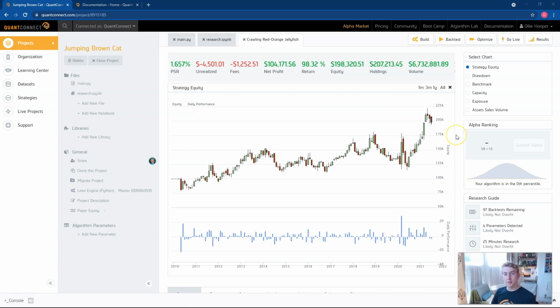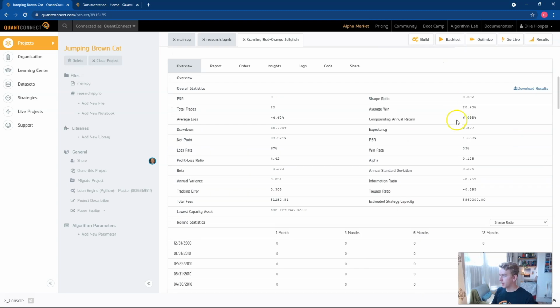Okay, so now that the backtest has finished, you see that over this period we have performed positively, although the values aren't looking that great. So let's just have a quick look at some of the key factors here. So a Sharpe ratio of 0.392, that's not particularly great. Let's have a look at our biggest drawdown. So that's 36.7%, and we made 28 trades in total.